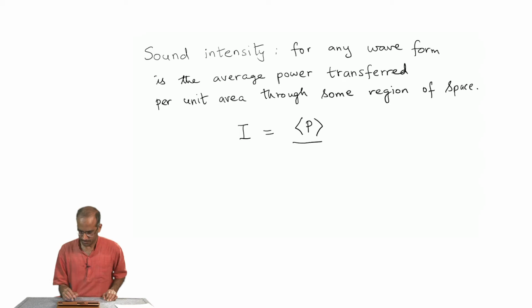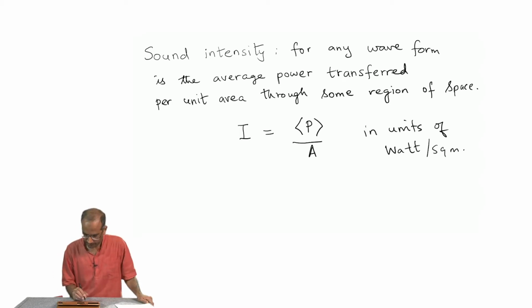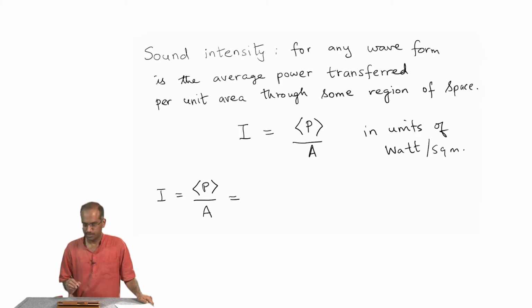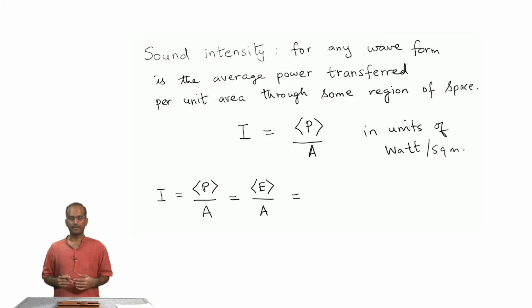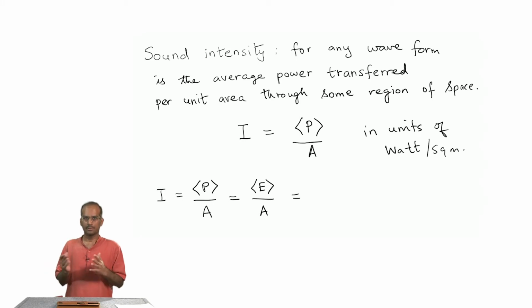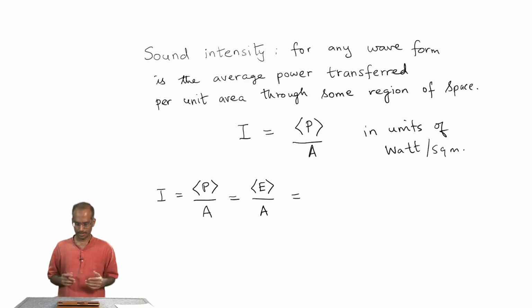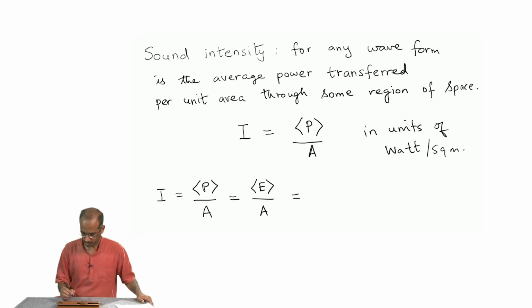per unit area. Now, from this definition, I could write I to be average P divided by A, which I would say is the average energy transferred per unit area. And the average total energy that is transferred per unit area, you could of course compartmentalize into two parts. One is the energy that is coming from the kinetic energy term and the other which comes from the potential energy term.